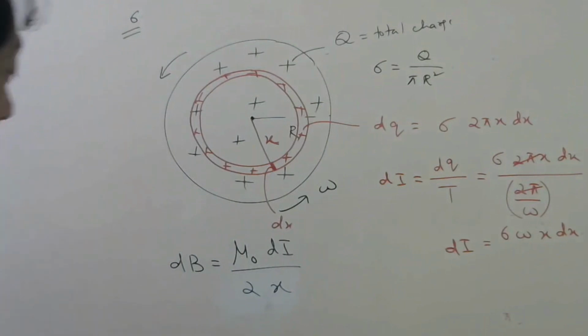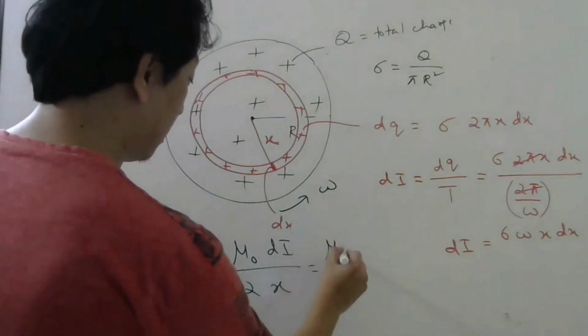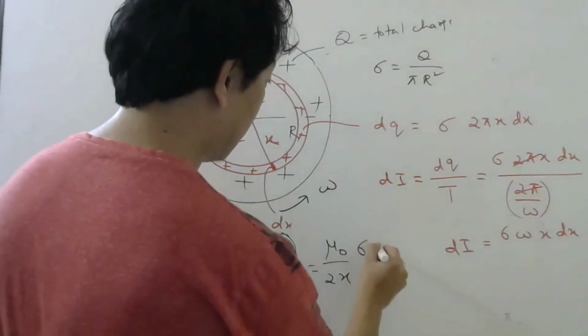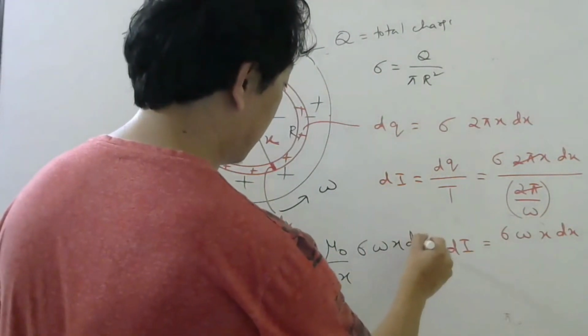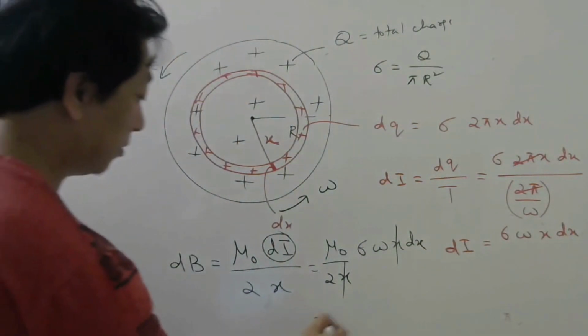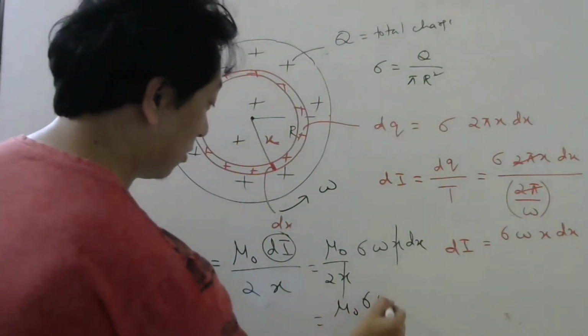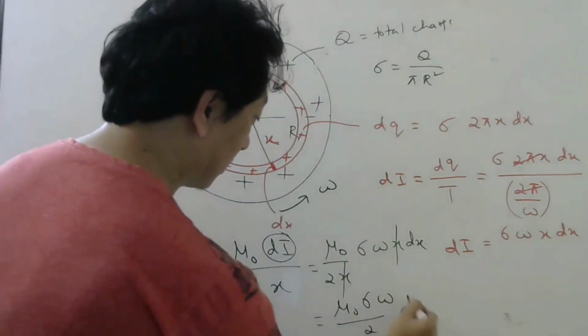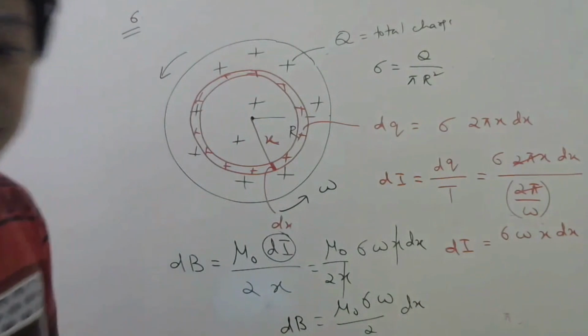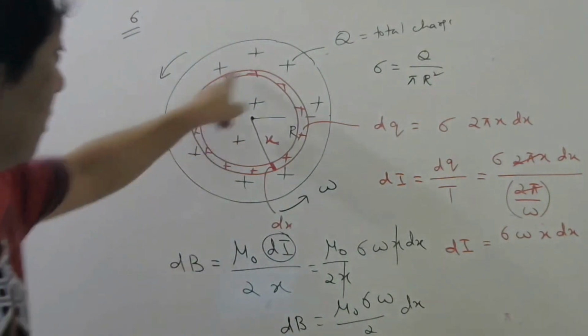Right? Okay. Then if I substitute the current di, how much did I get? Sigma omega x dx. Very interesting, x got cancelled. So it is mu naught sigma omega by 2 dx. So that is your magnetic field at the center due to this ring.